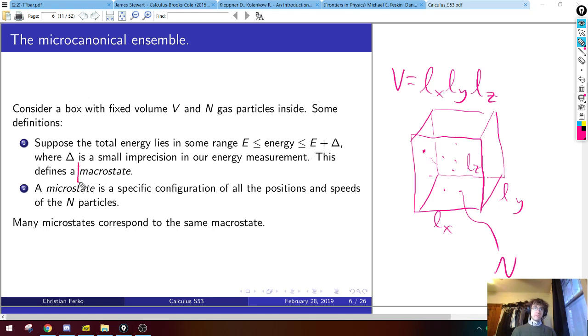So let me be a little more precise about what we mean by big and small. I'm going to define the word macrostate. So macrostate is kind of a big picture configuration of the particles.